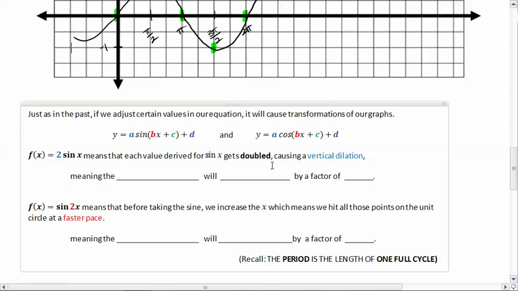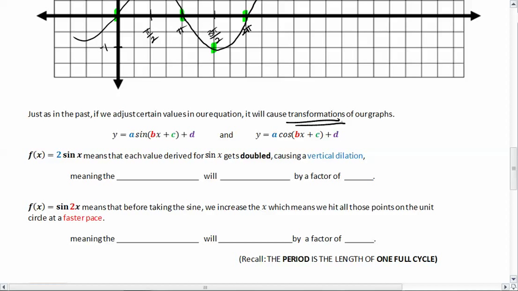That'll help you. So just as in the past, if we adjusted certain values in our equation, it would cause transformations of our graphs. We saw that before. If we had y equals a(x minus h) squared plus k, our a affected our vertical dilation, our h affected whether or not we were moving left or right, our k defined whether or not we were moving up or down. So we can also do this with sinusoids or when we have sine or cosine. So let's represent this as y equals a sine(bx plus c) plus d, and y equals a cosine(bx plus c) plus d. And we're going to fill in what these a, b, c, and d values adjust within our graph.